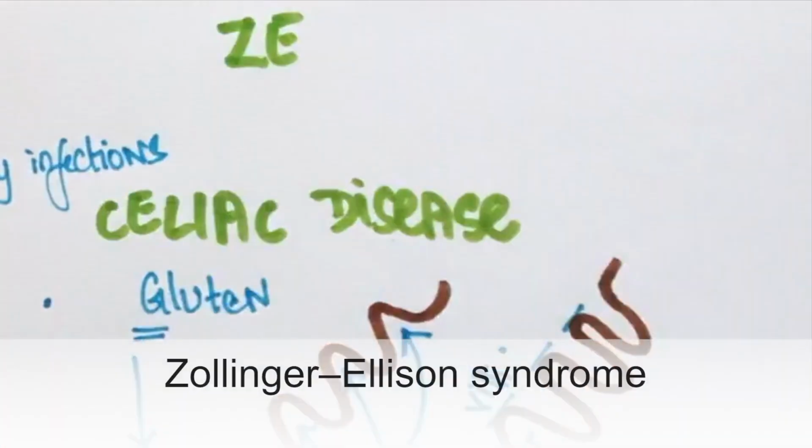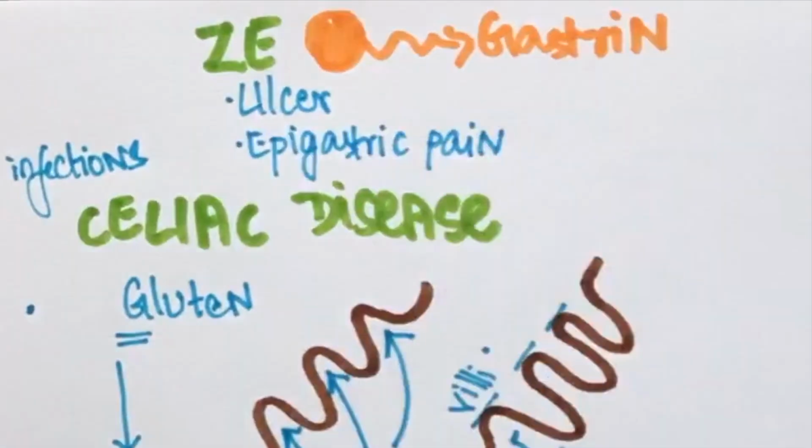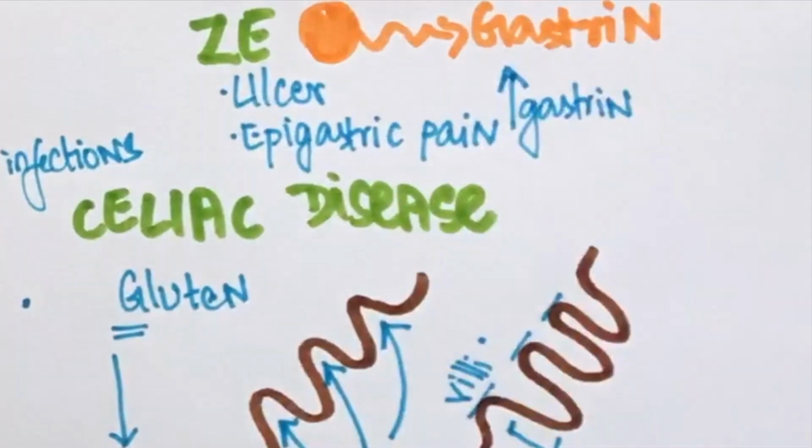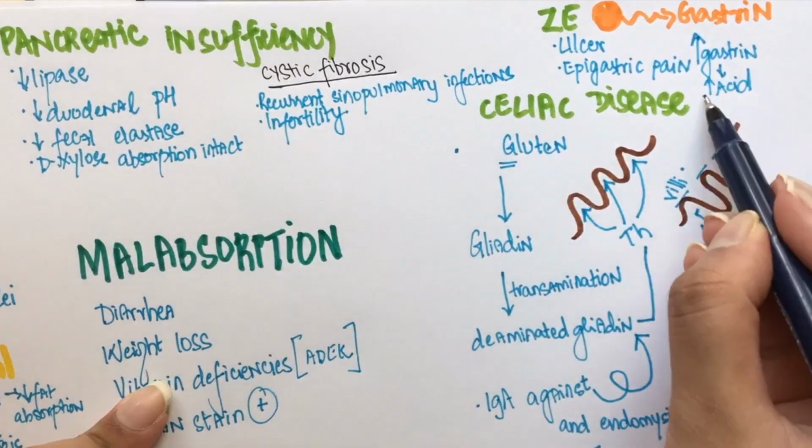Zollinger-Ellison syndrome is caused by a gastrin-secreting tumor. Patients will have a history of multiple ulcers. Epigastric pain may be a common symptom. Gastrin levels in these patients remain elevated despite the administration of secretin. The high acid content in the duodenum results in an inactivation of the pancreatic enzymes and leads to fat malabsorption. The tumor can also destroy the parenchymal cells of the pancreas, leading to pancreatic insufficiency.